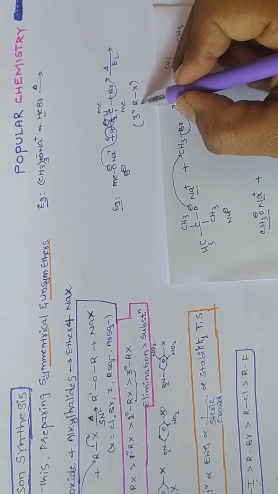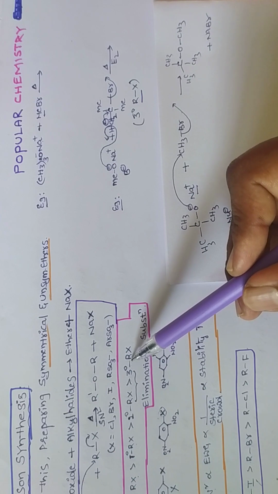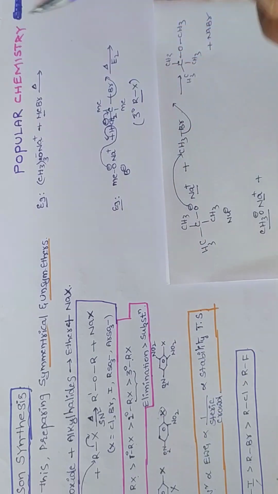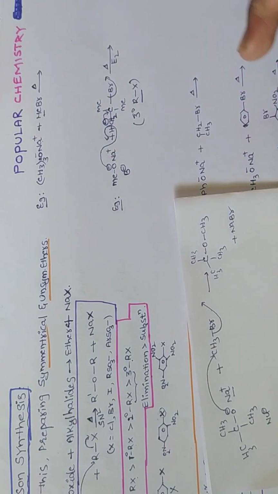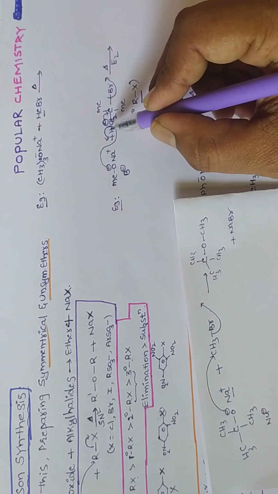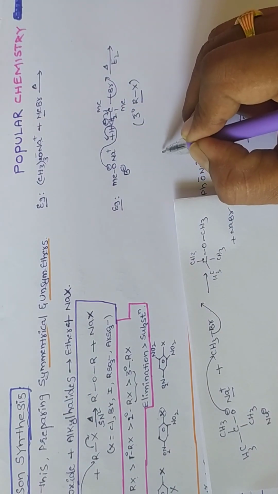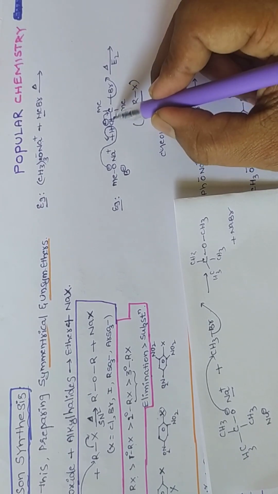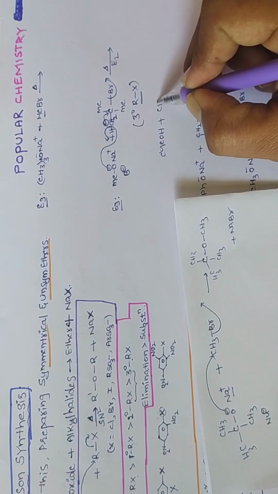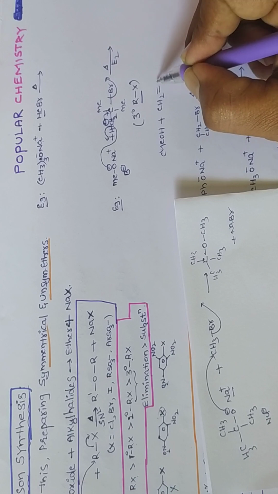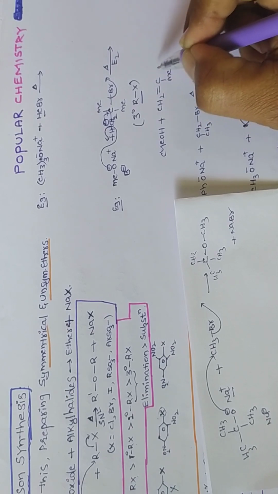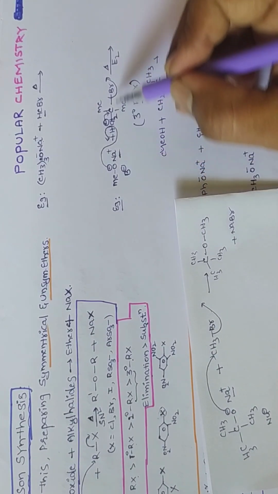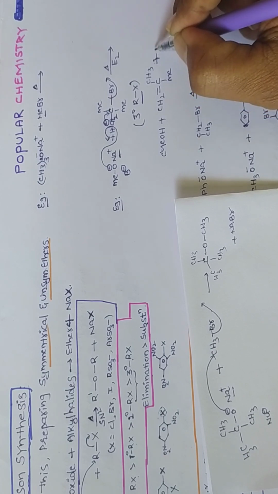Because the given alkyl halide is 3 degree, elimination is favored over substitution. So the E2 mechanism gives alkenes. What product do we get here? This base abstracts this alpha hydrogen, so we get MeOH plus CH2 double bond C(Me), where Me means the CH3 group, plus this Na plus and Br minus form NaBr.